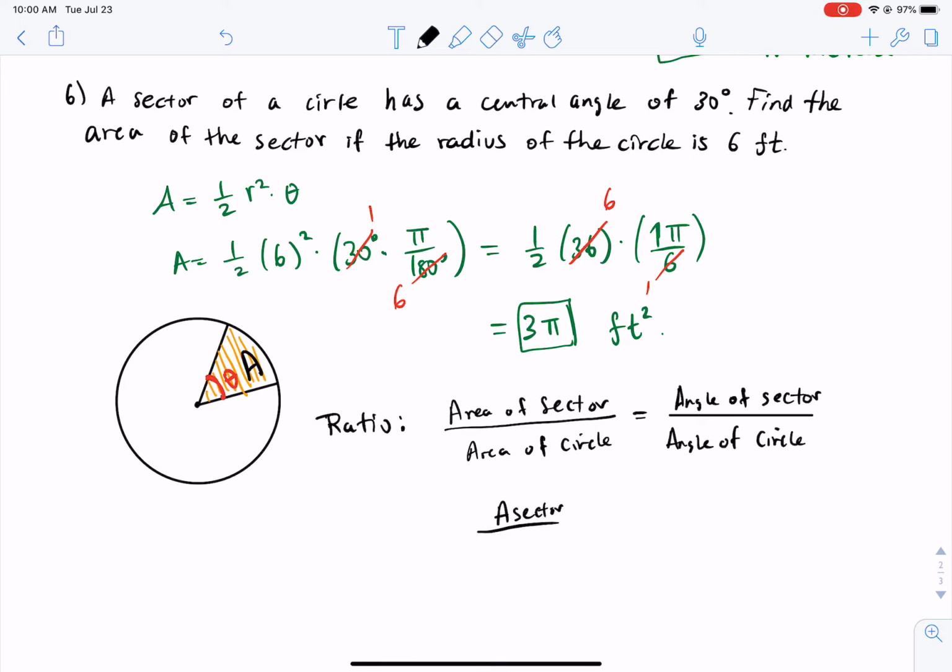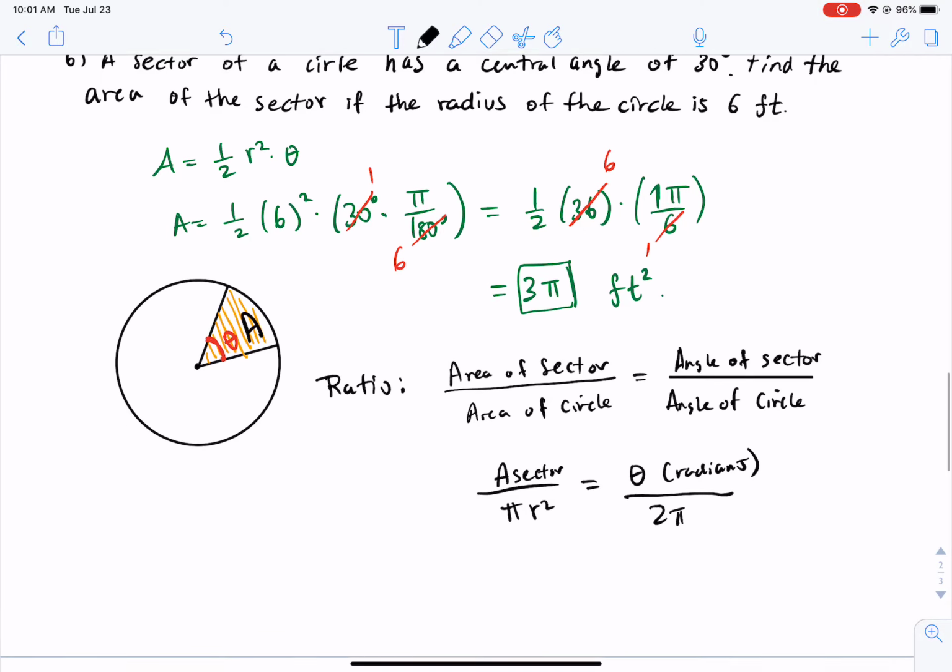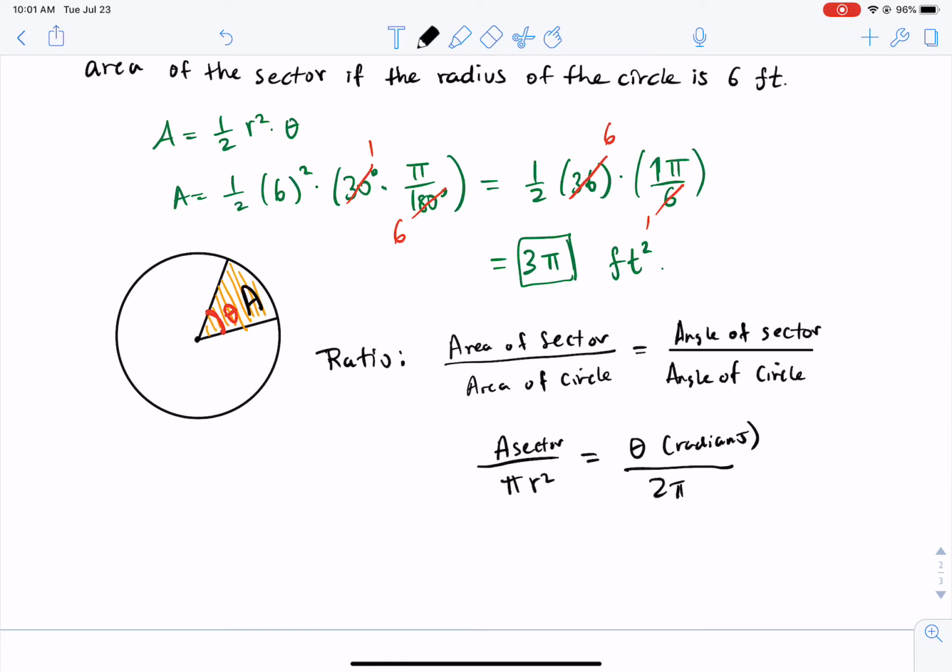The area of a circle is just going to be pi r squared. The angle of the sector is what we're calling theta, measured in radians. The angle in the whole circle would be 360 degrees, but we want to keep radians consistent, so we divide by 2 pi. Now multiply both sides by pi r squared, and you get that the area of the sector is equal to 1/2 r squared times theta.